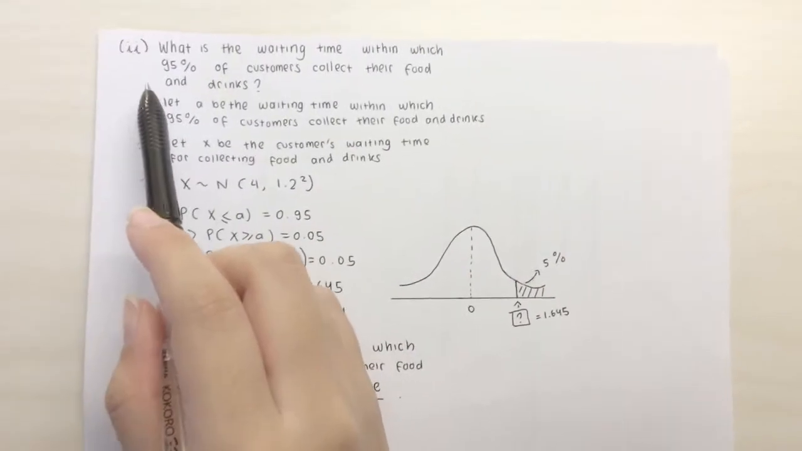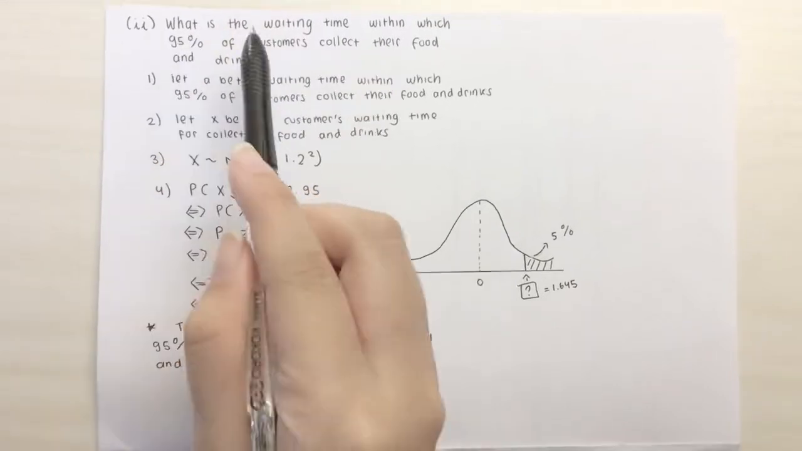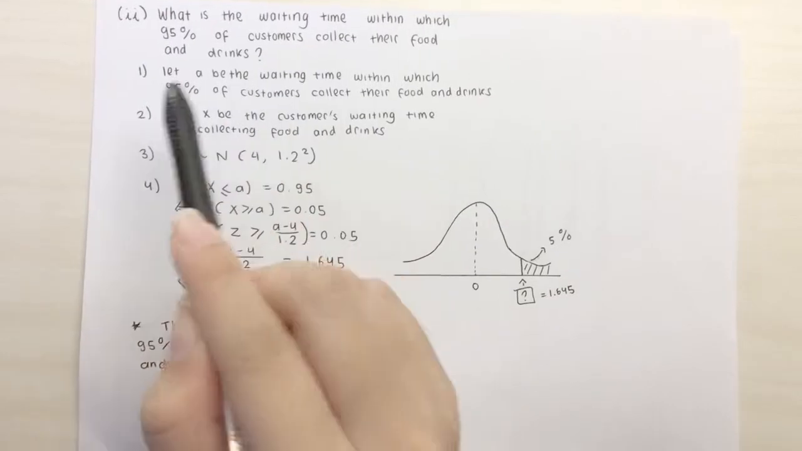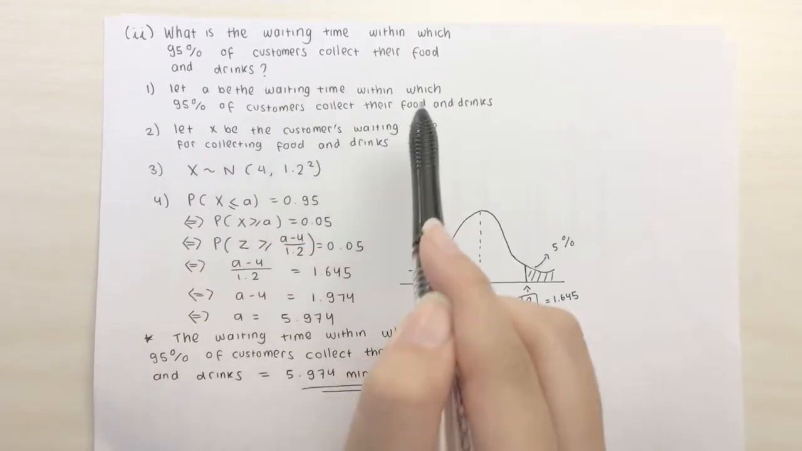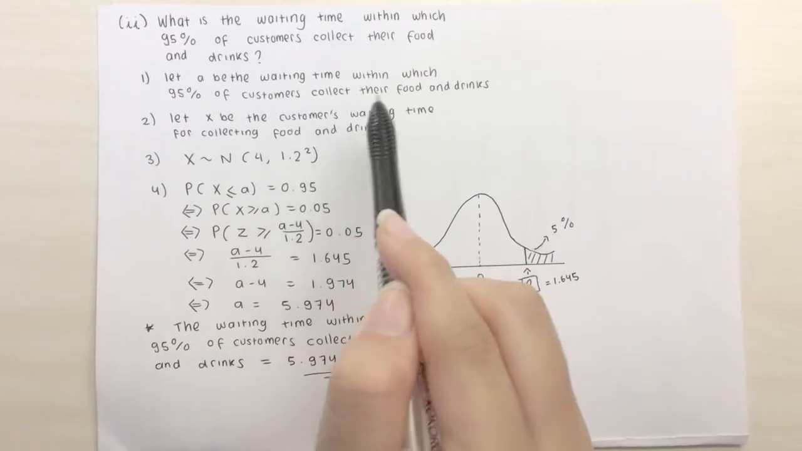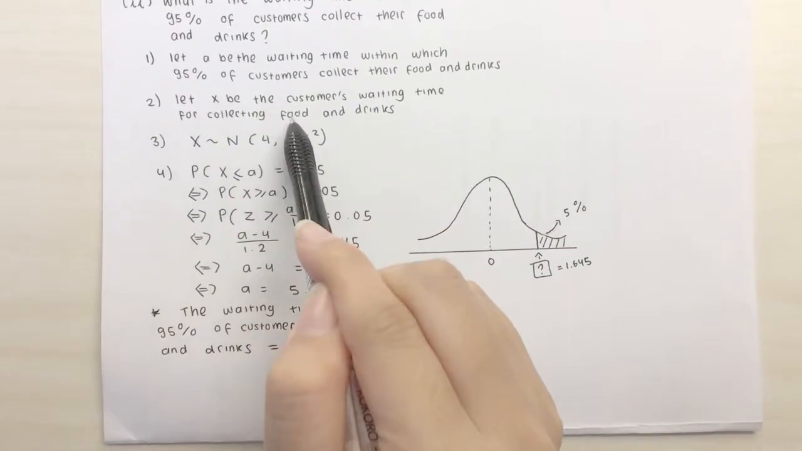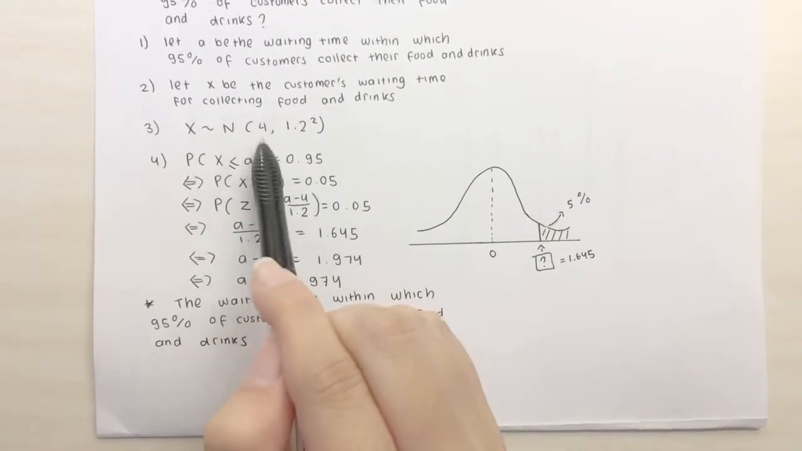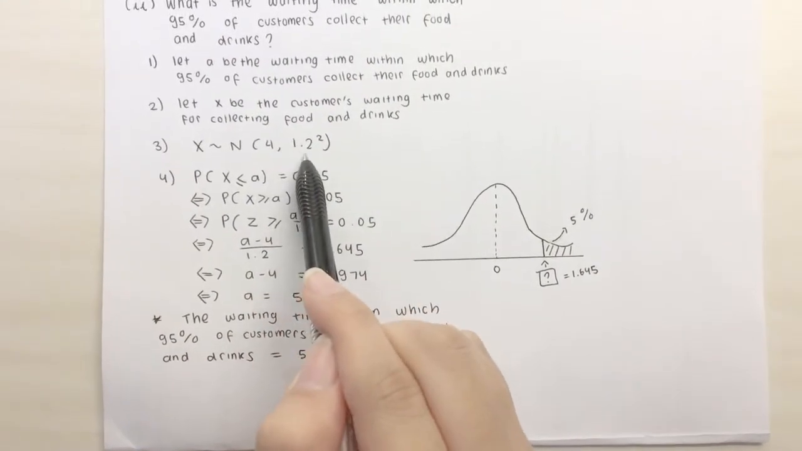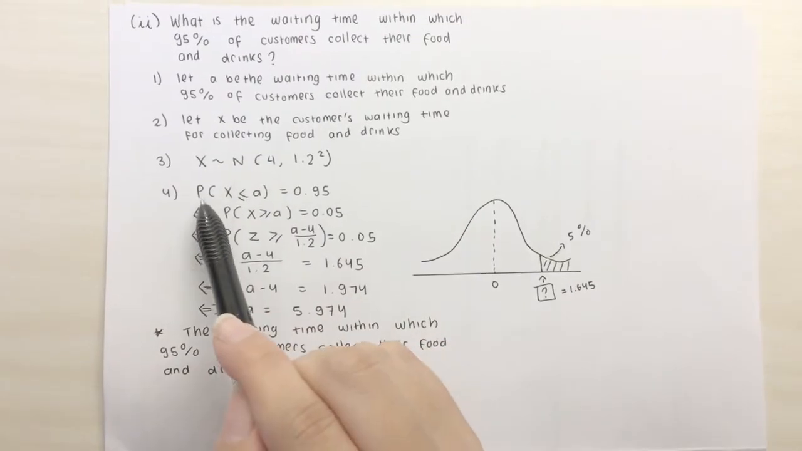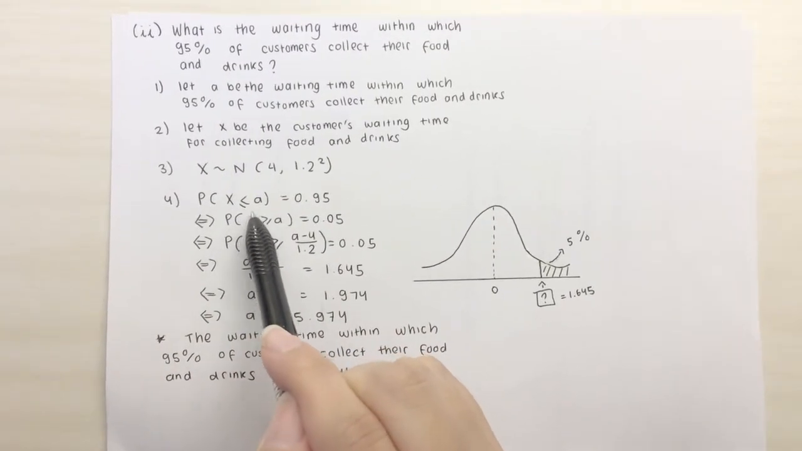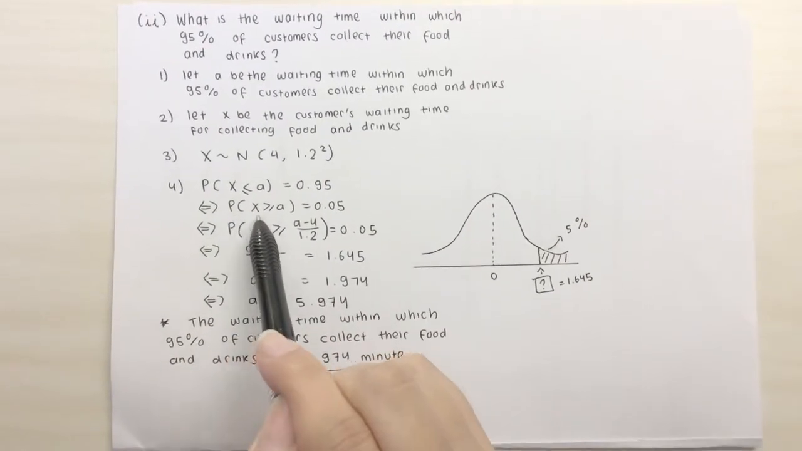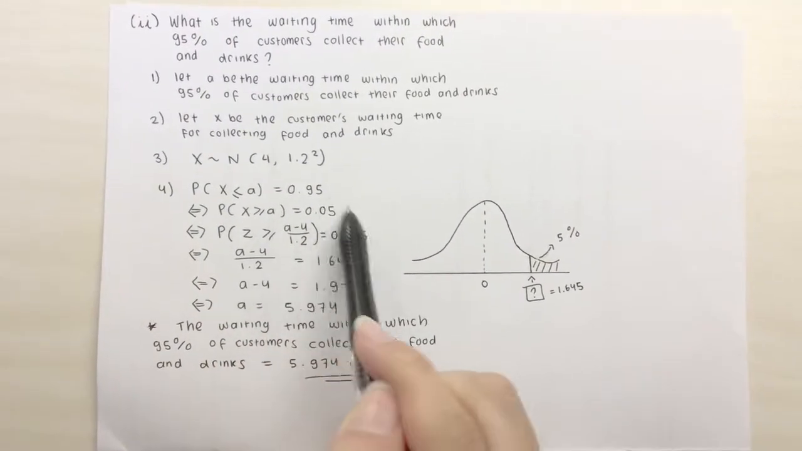Moving on to the second part of question 3a, the question is: what is the waiting time within which 95% of customers collect their food and drinks? Let A be the waiting time within which 95% of customers collect their food and drinks, and let X be the customer's waiting time. The mean is 4 and the standard deviation is 1.2. The probability of X less than or equal to A is 95%, which is equivalent to the probability of X more than or equal to A being 5%.